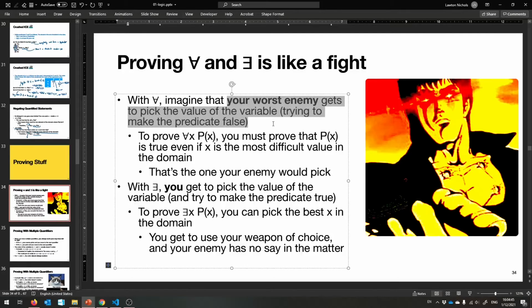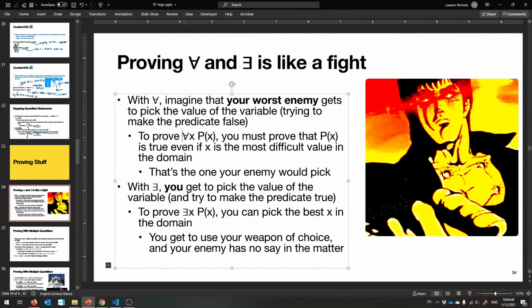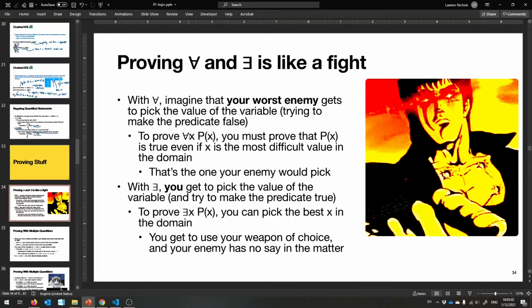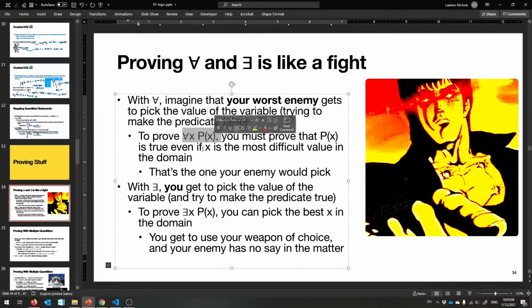Okay, so with for all, it's your worst enemy that always gets to pick. They get to pick the variable's value and try and make the predicate false. So like if you're trying to prove for all x p of x, your enemy is going to throw at you the worst element of the domain, and you have to go and prove p of x is true for that element. Okay, so those are the breaks, and it's unfortunate. For all is a lot harder usually to prove than there exists.